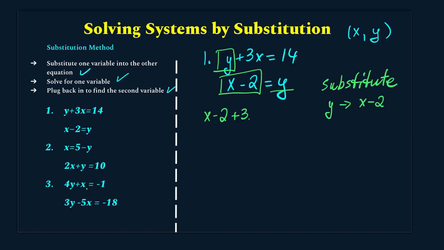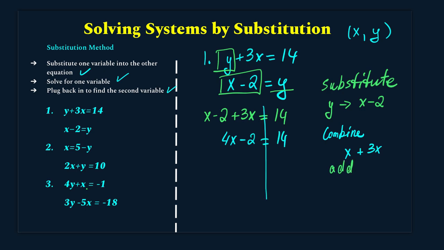All right, to solve the equation, we're going to have to combine like terms, which will be x plus 3x. Okay, let's go ahead and do that. 4x minus 2 equals 14. All right, now I'm going to add 2 to both sides. Again, I'm solving for x. So I'm going to add 2 to both sides because we're doing the opposite. So 4x will equal 16.